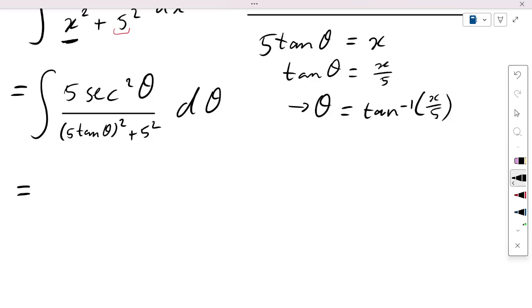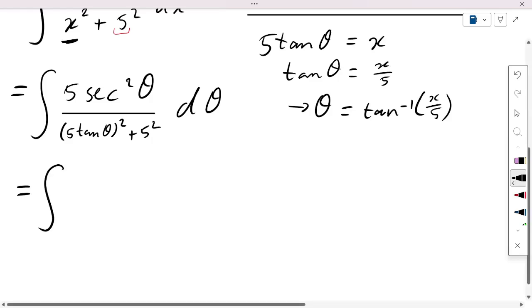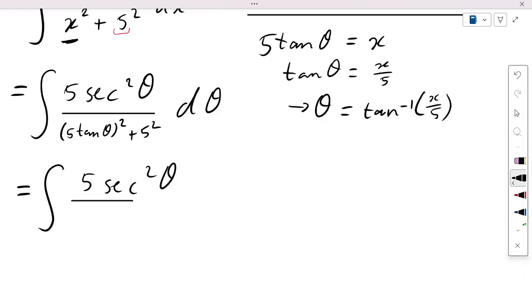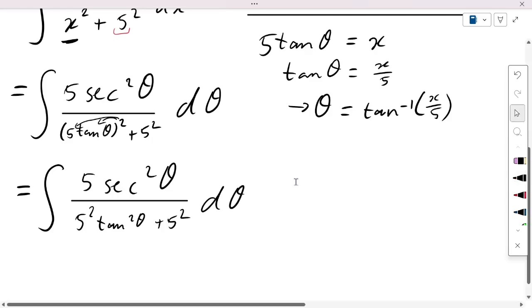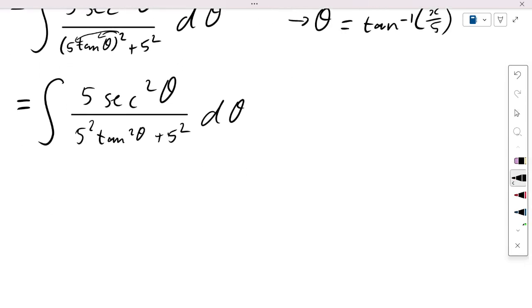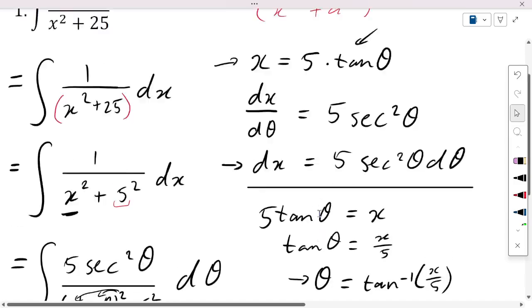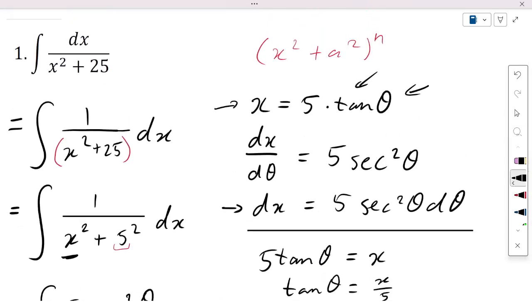And now what we need to do is just keep simplifying. So we have the integral of 5 secant squared theta divided by, and then we're going to take the square into these two over here, the 5 and the tan theta, and you can write this as 5 squared multiplied by tan squared theta plus 5 squared, with respect to theta. And now what we can do over here is take out 5 squared as a common factor. And that's exactly why we did this in the first place, so that we can take out common factors and make life so much easier for ourselves.